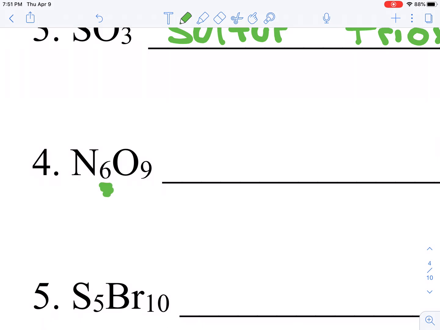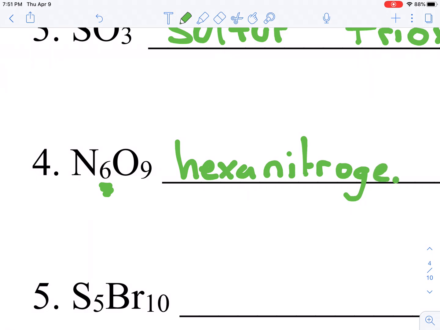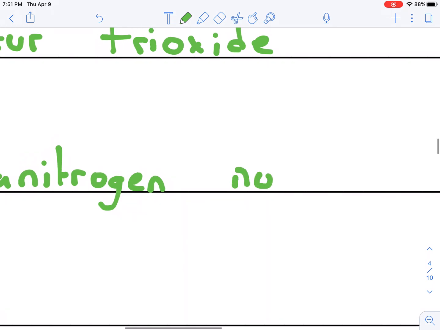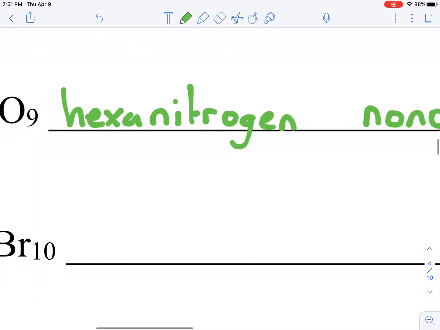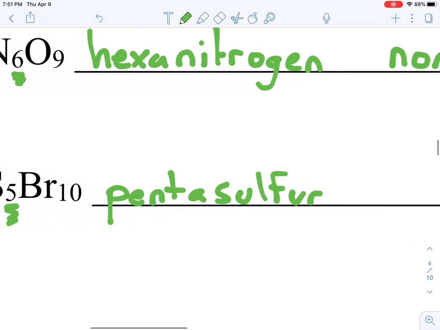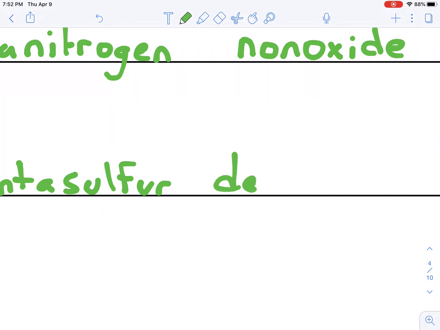So now we do need a prefix to indicate that. You'll notice that hexa is the prefix for 6. So this is going to become hexa, but nitrogen keeps its ending. We only change the ending of the second element, which in this case becomes non, for 9, non-oxide. Again, we change that ending of oxygen to IDE, so hexanitrogen non-oxide. Again, we have more than one of the first element, so we'll use the prefix penta to indicate 5. This is pentasulfur. Prefix for 10 is deca, so we have deca, and bromine becomes bromide.